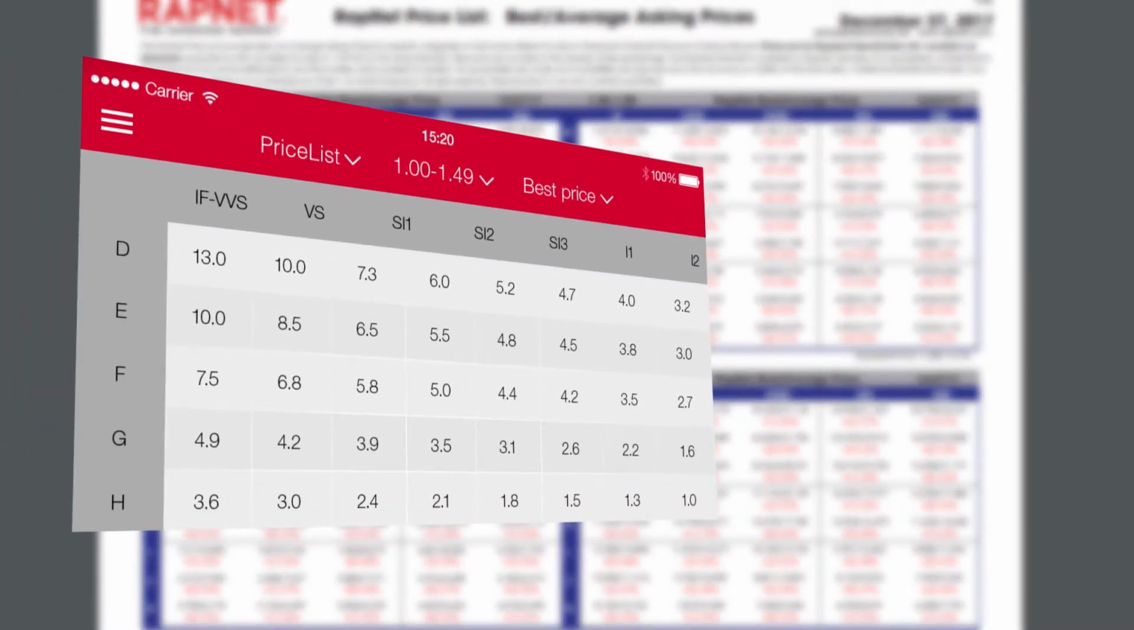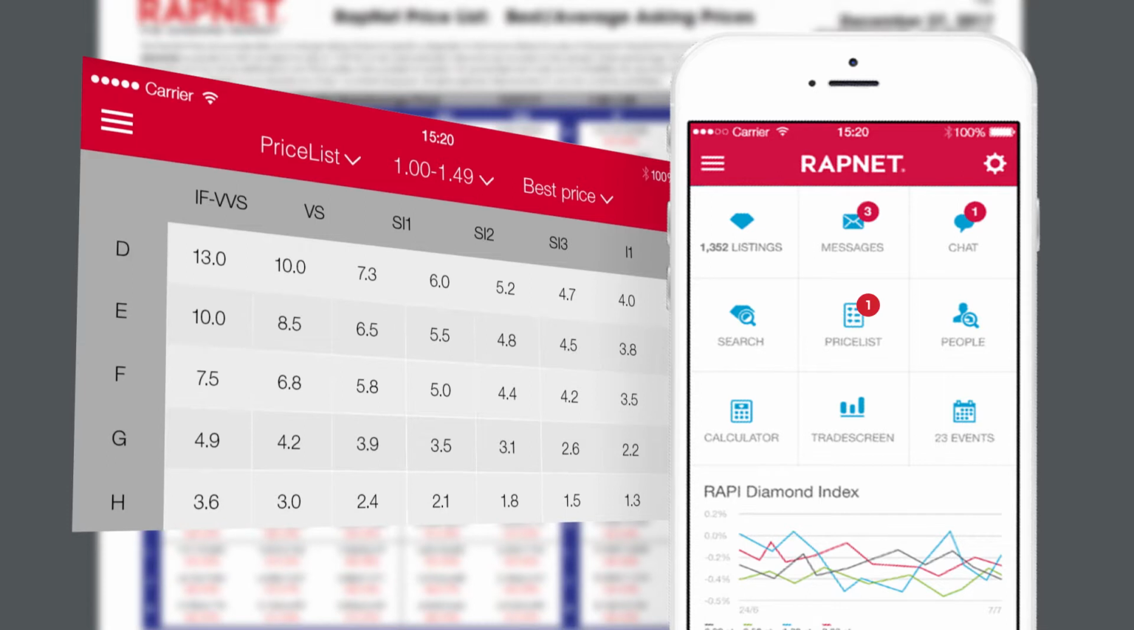The price lists are also available on the RapNet mobile app, and you can be notified as soon as they are published.